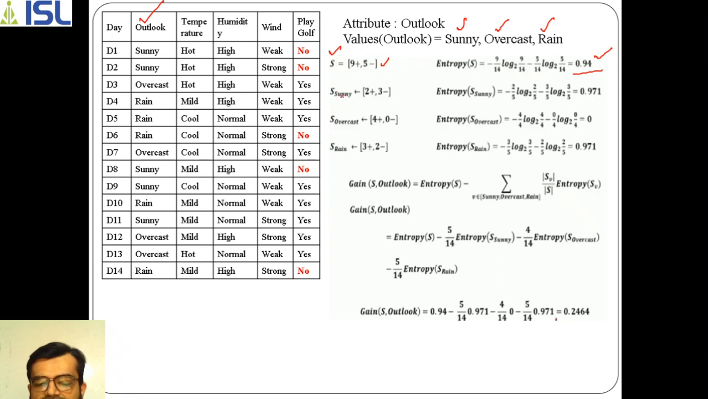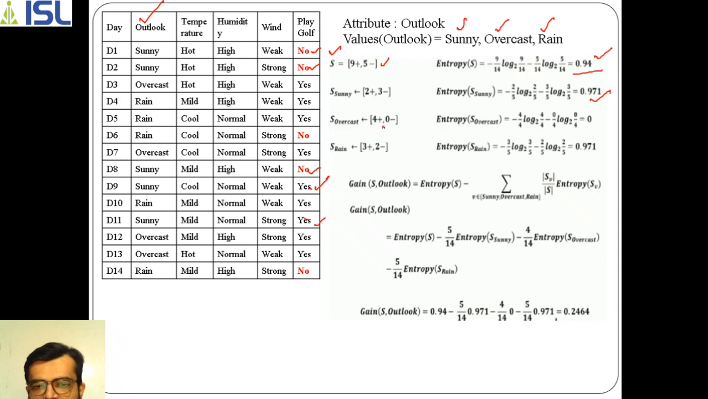For sunny, if you observe, how many no's are there? This is no for sunny, this is no for sunny, and here also. So there are 3 no's, right? And how many positives are there for sunny? Here it is 1 and here it is 2. So there are 2 positives. So 2 positives, that means 2 yes, and 3 no's. Using the same formula which I have already discussed, you will get the value as 0.97.